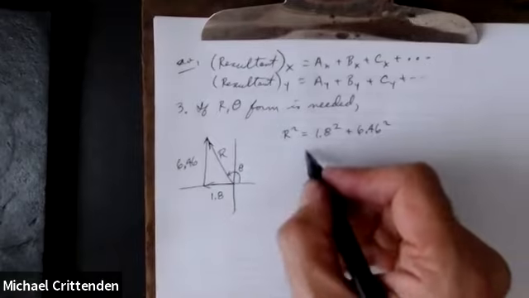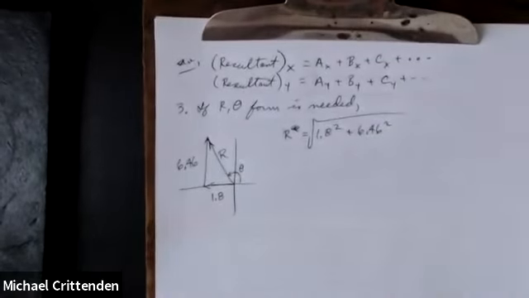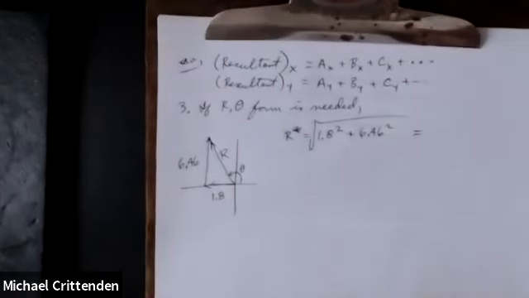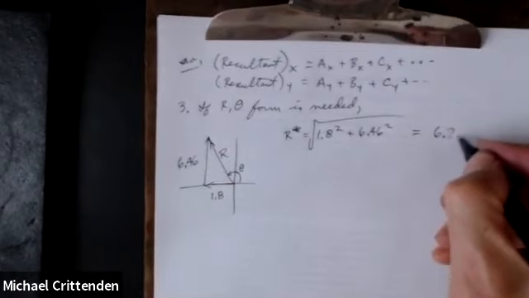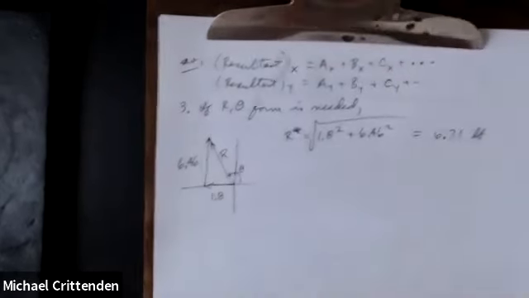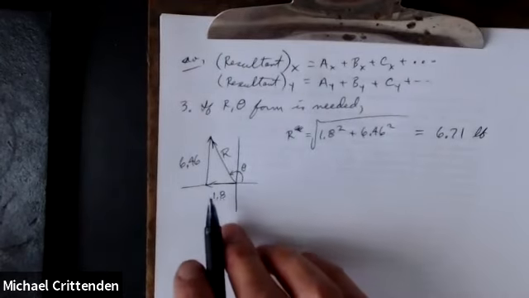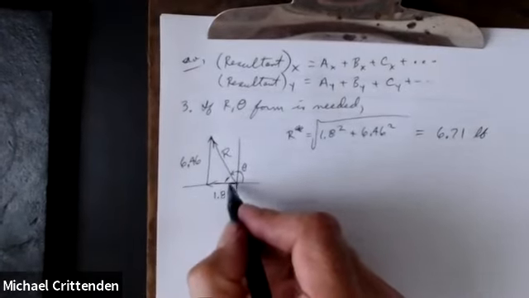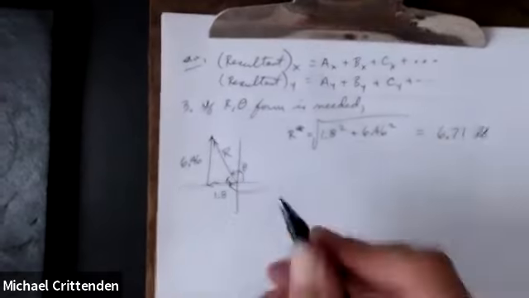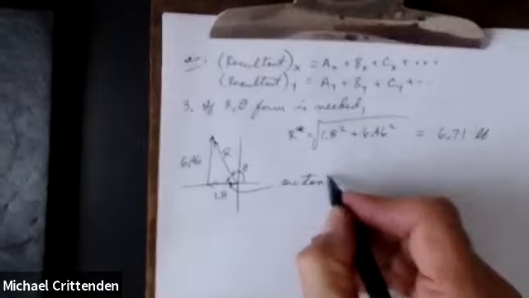So r is equal to the square root of that, which is about 6.71 pounds. As for the angle, well, this angle in here is the arctangent.